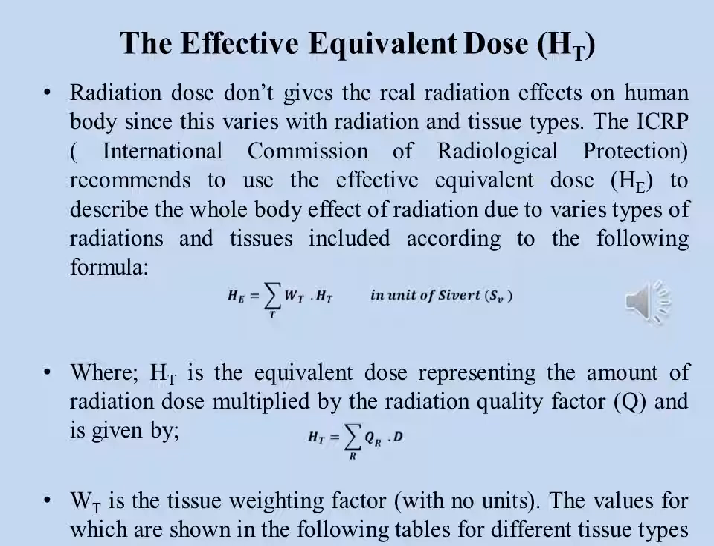H sub E equals the summation of the product of the tissue weighting factor, W sub T, by the equivalent dose, H sub T. Where H sub T is the equivalent dose representing the amount of radiation dose multiplied by the radiation quality factor, Q, and is given by H sub T equals the summation of the radiation quality factor, Q, multiplied by radiation dose, D. W sub T is the tissue weighting factor, with no units. The values for which are shown in the following tables for different tissue types.